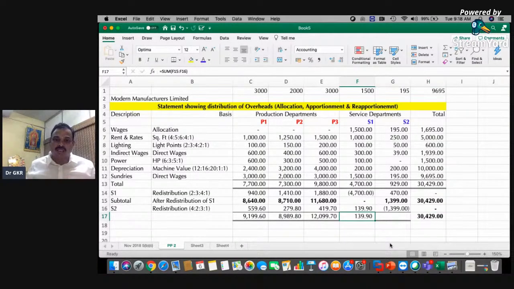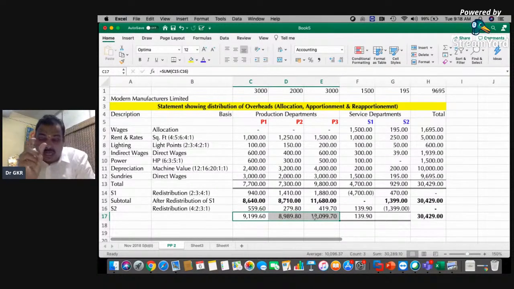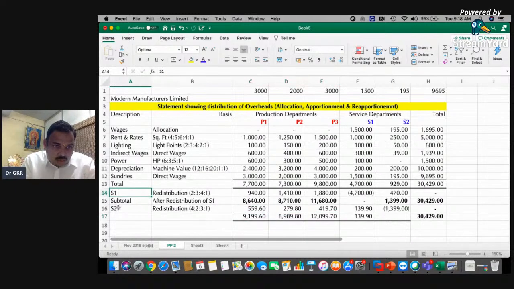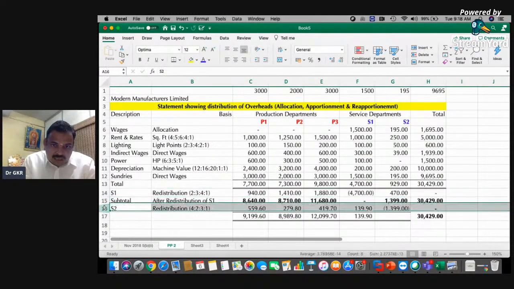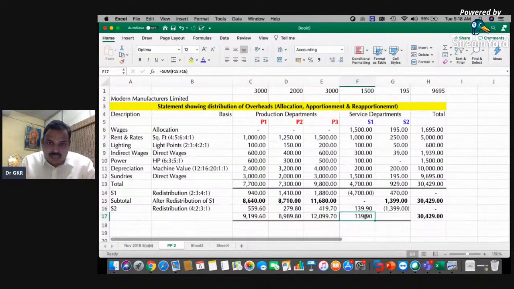Now you have to do it continuously to arrive at this calculation, so that ultimately the entire 30,429 gets reallocated here. This is one method. There is another method where you structure an equation. So the same step number 1 and 2, this 14th line and 16th line will be again repeated. Why? Because now this 139 will be distributed in 2 is to 4 is to 3 is to 1. And again 1/10 will be there.